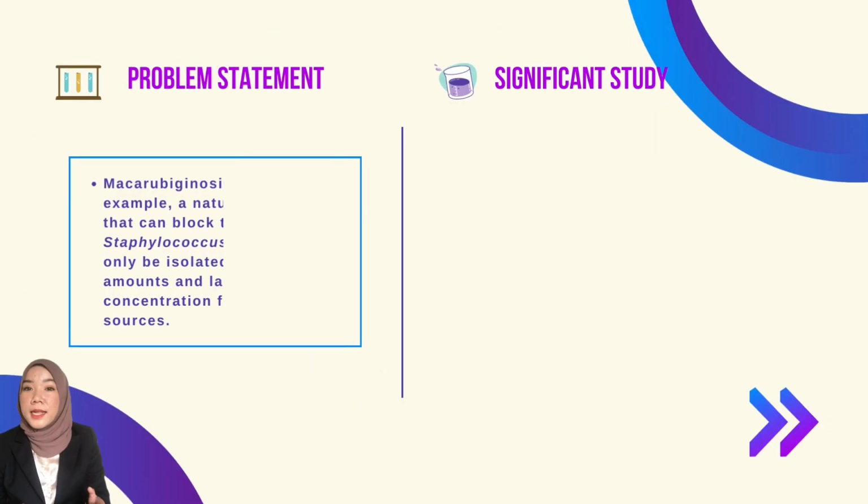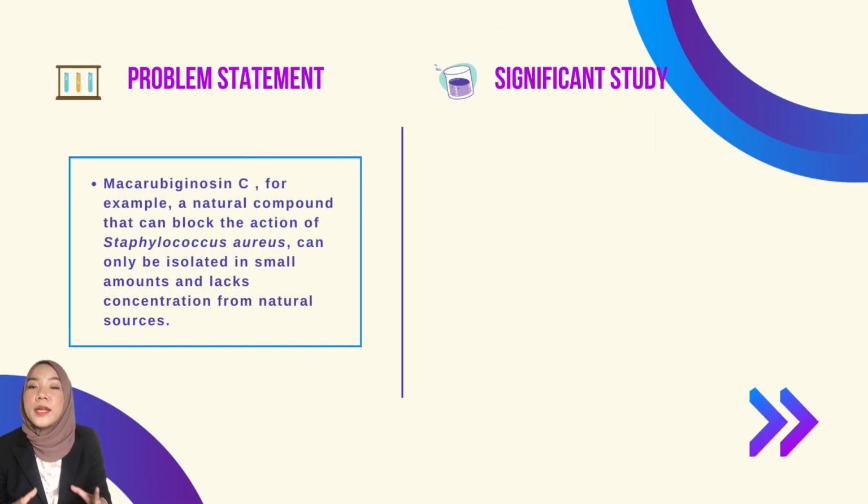Prenylated hydroxybenzaldehyde is one of the key intermediates in the synthesis of various active drugs. However, there is not enough study of this compound. Hence, further study of the inhibition mechanism cannot proceed. For example, macarubicinosin C, a natural compound that can block the action of Staphylococcus aureus, can only be isolated in small amounts and low concentration from the natural source.